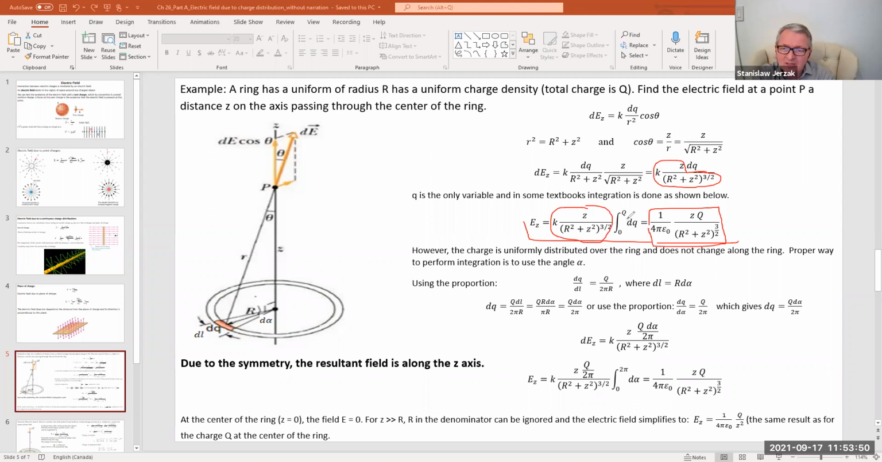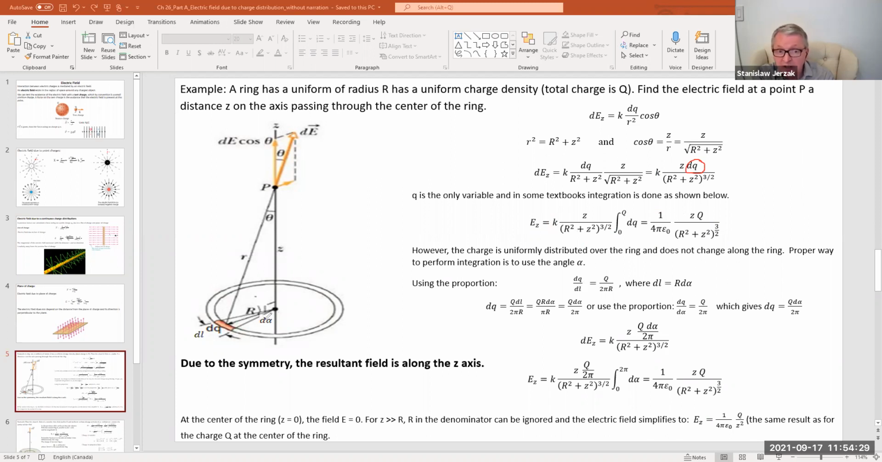The only problem is that the integration over a lowercase q is not formally correct. Sometimes we do it in first year courses to simplify calculations, because Q is uniformly distributed over the ring. So it's not that q changes along the ring. So when you integrate, you cannot really integrate over q. So the proper way to do integration is to express this variable dq in terms of a proper variable, like, for example, this angle alpha.